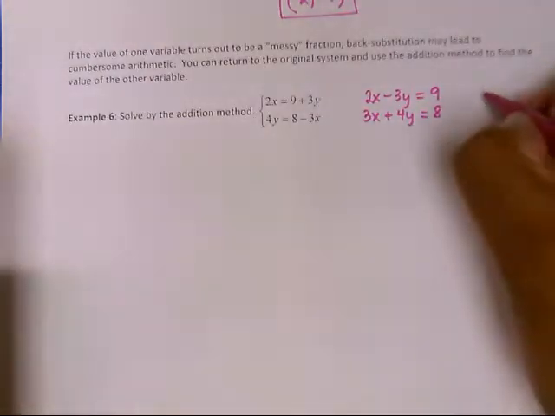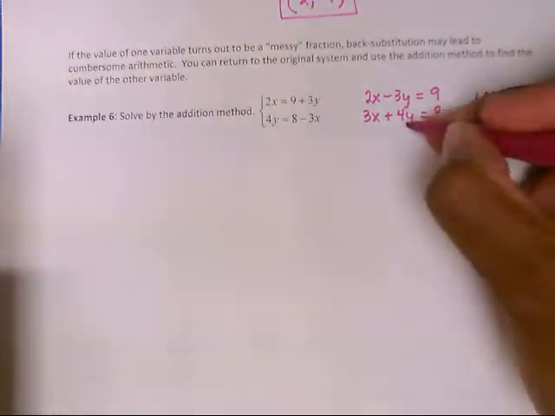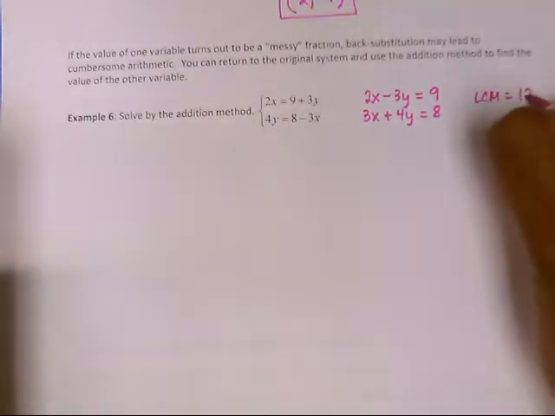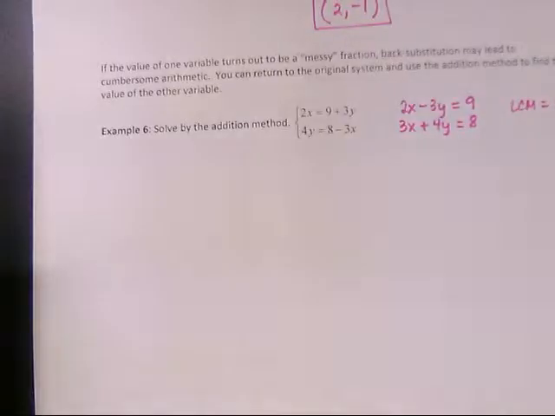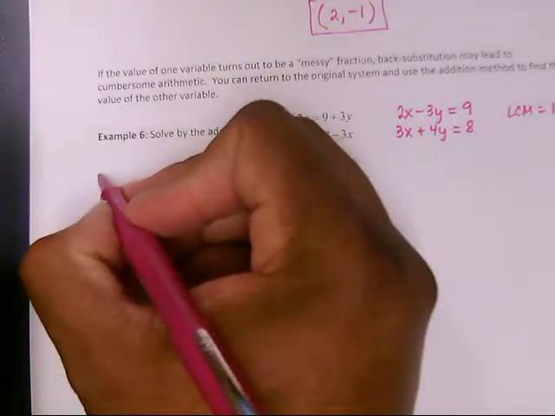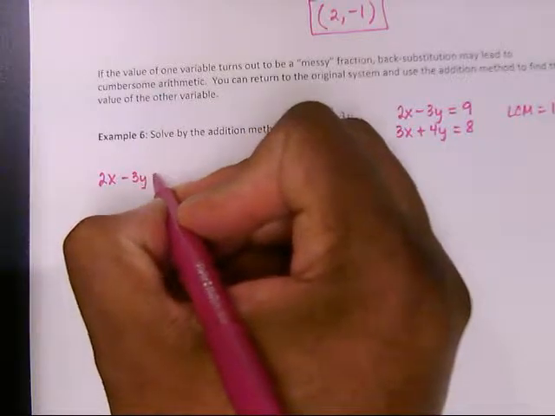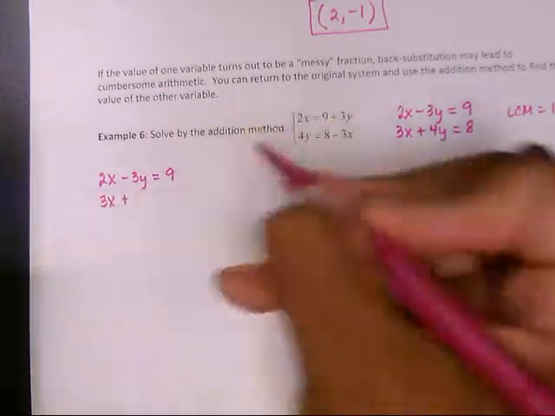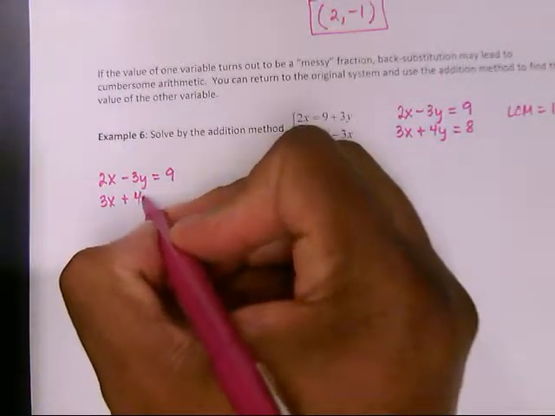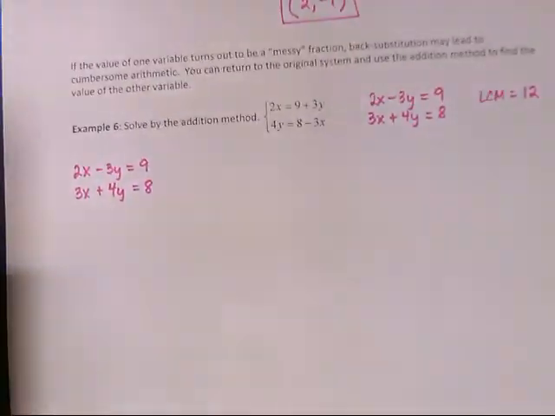I need a least common multiple for 3 and 4, which will be 12, because 12 is divisible by 3, and 12 is divisible by 4. And I'm going to go ahead and rewrite those equations here. 2x minus 3y is equal to 9, and 3x plus 4y is equal to 8. And the least common multiple I'm using is 12.